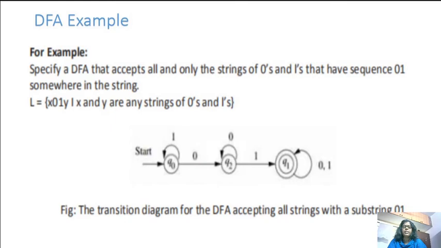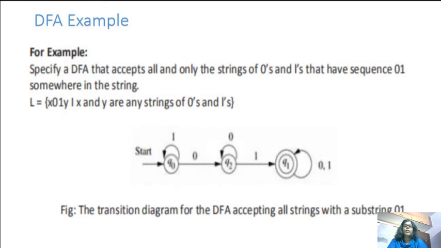3 states: Q0, Q1, Q2. Here Q0 is the start state with the arrow mark, and Q1 I mention as the final state with a double circle. Final state is a double circle, initial state has the arrow mark. The sequence 0 and 1 should be accepted by the diagram. So first of all we need 0 and 1, so connect Q0 to Q2 as 0 and Q2 to Q1 as 1.